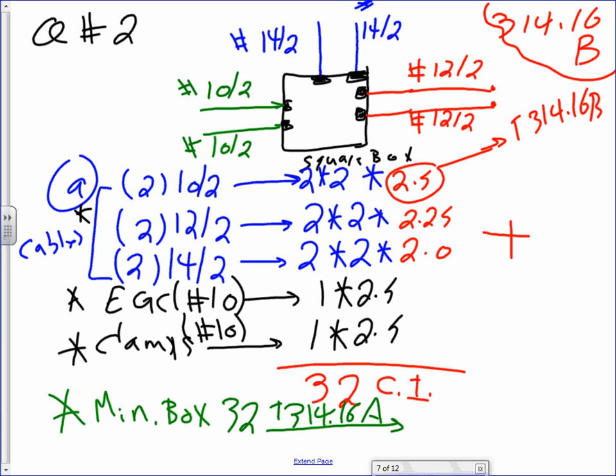314.16A. Is that the 68 one? I knew where that was, but where's the B wire size? Right underneath it. Little table. Yeah, that's all right. Right underneath it. All right.